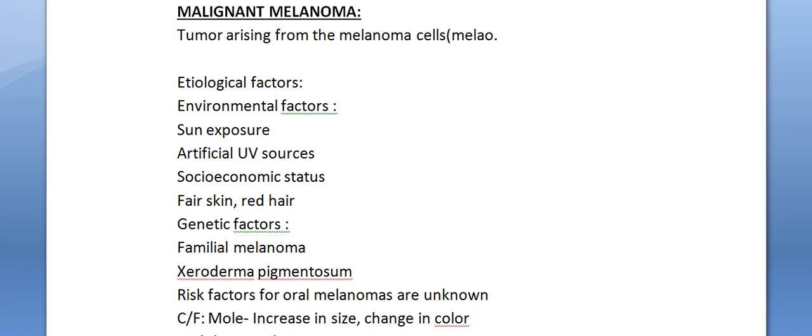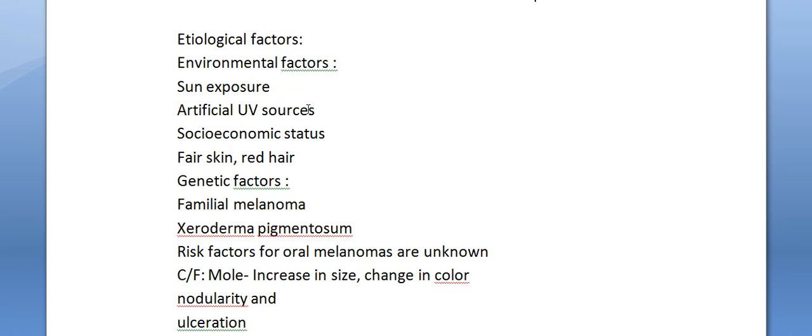Melanocytes are pigment producing cells. Everyone has one color, no? That is because of melanocytes. So the tumor arising from melanocytes, or melanoma cells, is called malignant melanoma. The main etiological factor is environmental. Again, sun is the main cause: sun exposure, UV, artificial UV light.